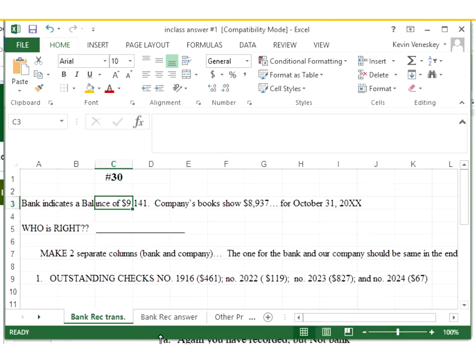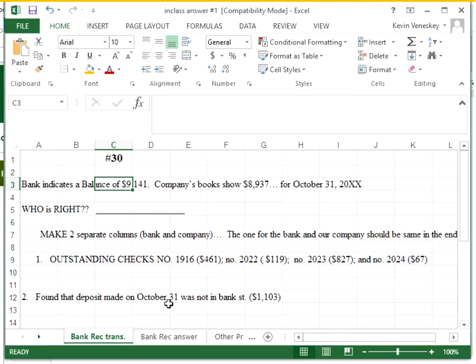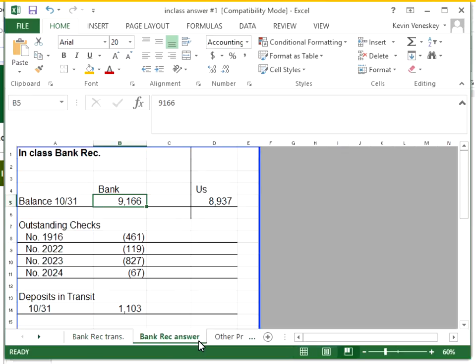And then the other thing I want to update on the bank side is any deposits in transit that I have. And I did find one that I just made today on October 31st for $1,103. And again, I want to think, what would have happened to this bank's original number if they did know about this $1,103 deposit? Well, their number would have gone up by that much. And so that's what I want to show here, that on the bank side, I need to add $1,103 to the bank side of the bank rec, pretending that they did know about it.